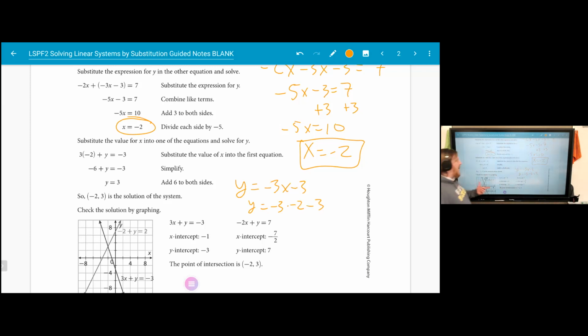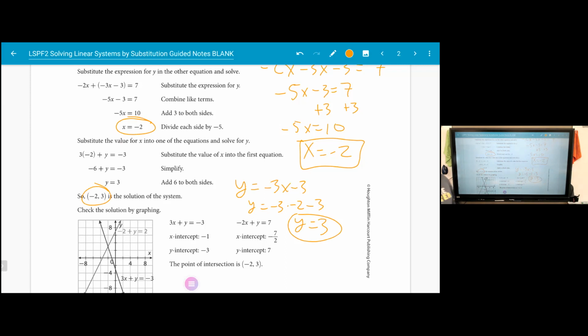So negative 2 times negative 3 is 6. 6 minus 3 is 3. Y equals 3. These two lines cross when x is negative 2 and y is 3. In other words, you write the solution as an ordered pair, negative 2 comma 3.